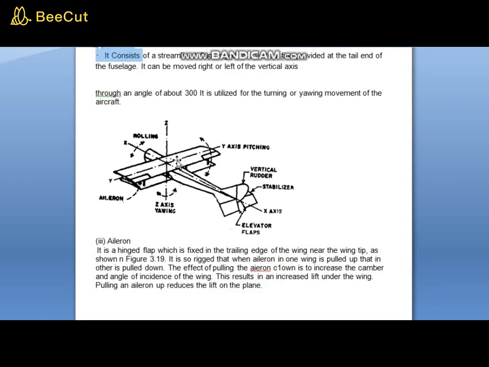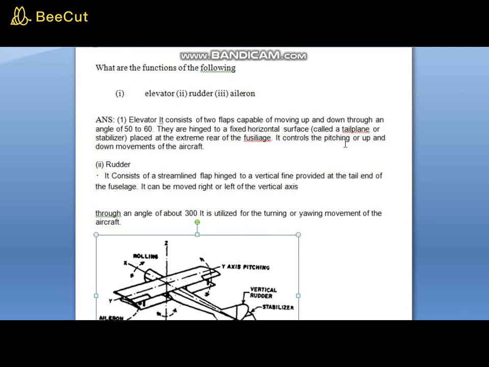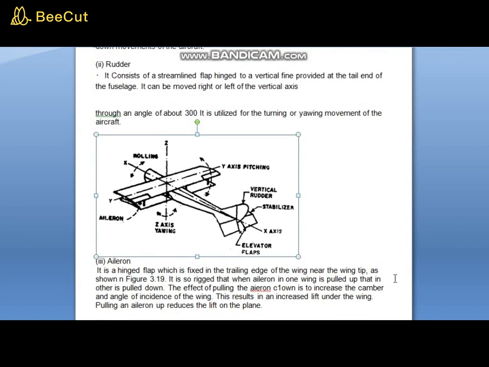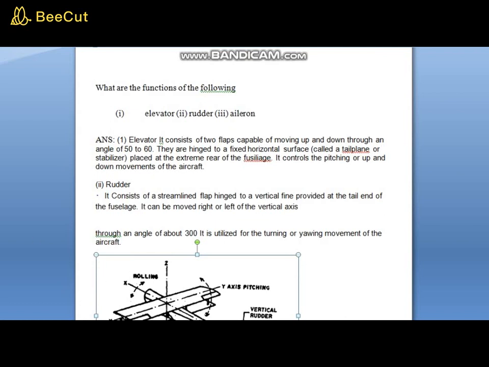So for lifting up and down, to increase or decrease lift, what do we use? Aileron. Okay, to move up and down, the elevator is used for up and down movements. Okay. Rudder. What is the function of the rudder? Turning or yawing movement of the aircraft. So these are nothing but the functions of the following.